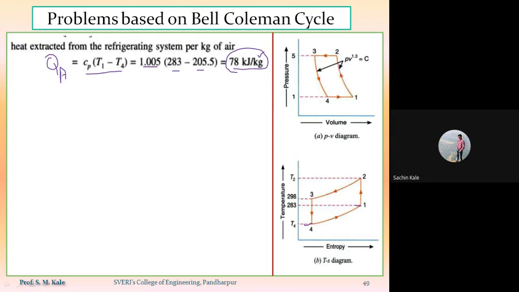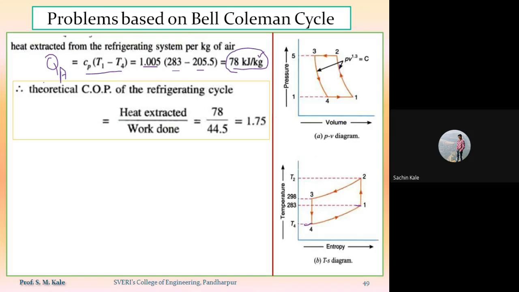No problem, sir. Okay, so here we have calculated the value of QA and the value of W net. Now the next one is the theoretical COP of the refrigerating cycle, which is QA upon W net. Put the value of QA in the numerator, that is 78. Work done is 44.5. So here I will get the value of the COP of the refrigeration cycle. This will be called the theoretical COP of the refrigerating cycle, and that is your answer number 1.